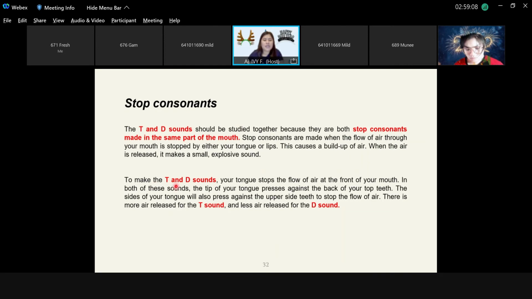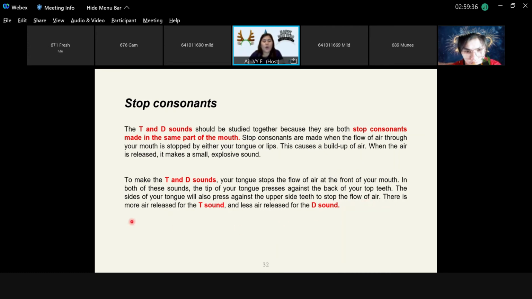To make the T and D sounds, your tongue stops the flow of air at the front of your mouth. In both of these sounds, the tip of your tongue presses against the back of your top teeth. So you know where your top teeth are, it presses the back. The sides of your tongue will also press against the upper side teeth to stop the flow of air.